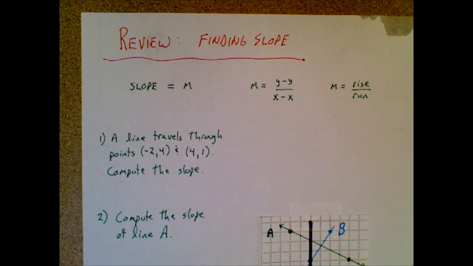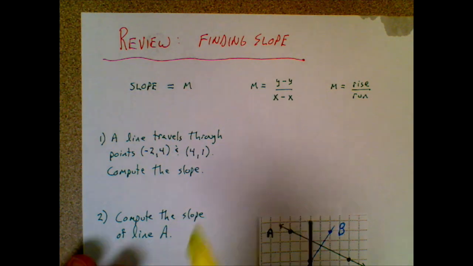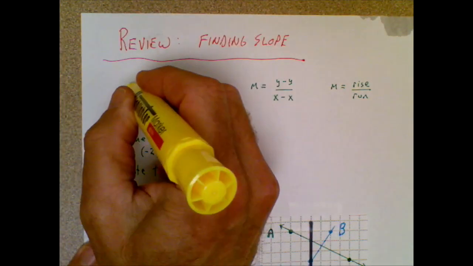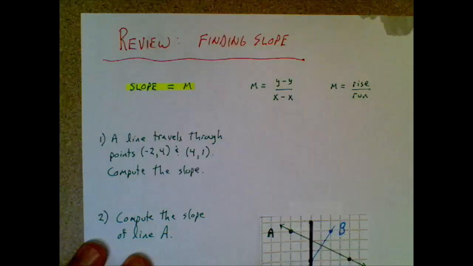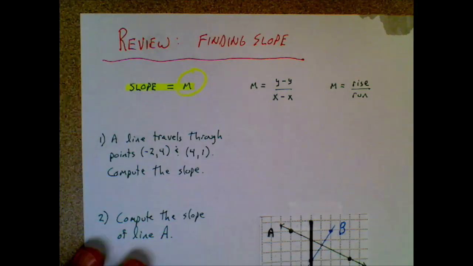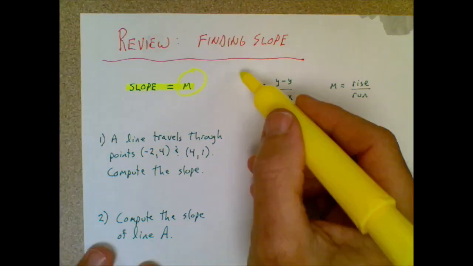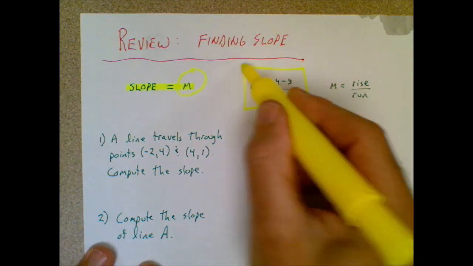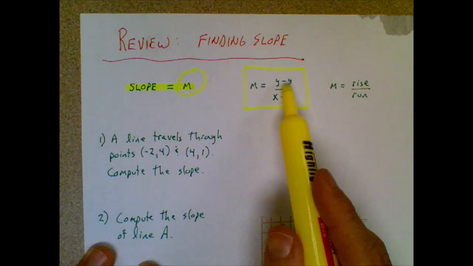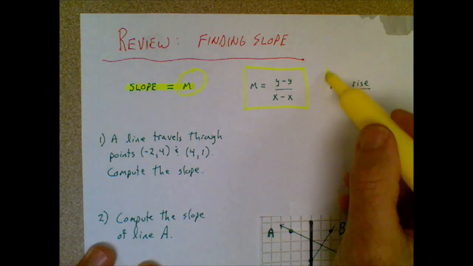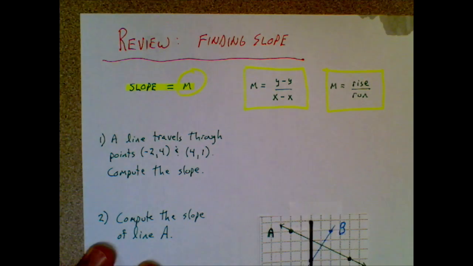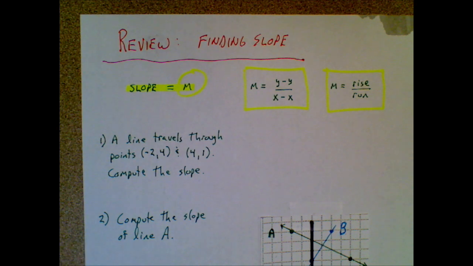This is a quick review of finding slope from your good old junior high days. To begin with, it's important to remember that slope is often abbreviated with the letter M, which is kind of weird, but what the heck, we've got to go with it. The two most common ways you're going to find slope in algebra is (y minus y) over (x minus x) or rise over run. We'll use them both in these following examples.